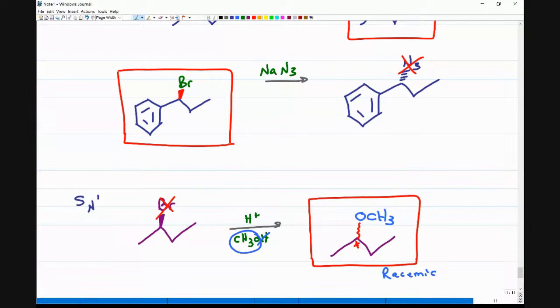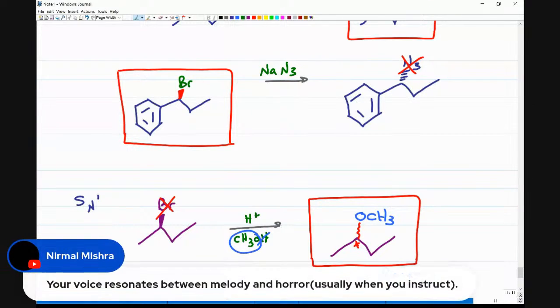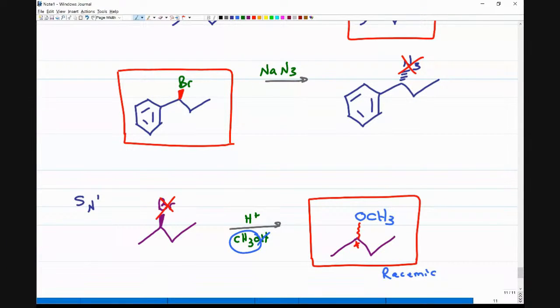Okay, so going back to the comments. Your voice resonates between melody and art. Okay, hopefully that's not in a bad way. Didn't get the last example. Which one, so that I can clarify?